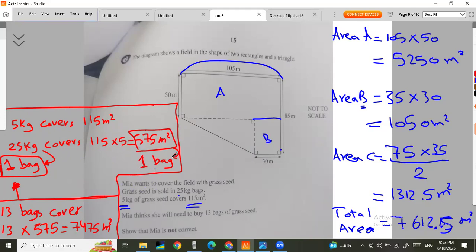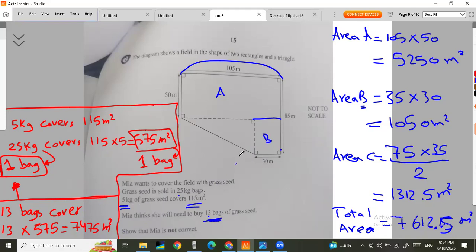Good. So we got one bag covers 575, but she says she wants 13 bags. That's what she said. 13 bags. So 13 bags will cover how many? 13 bags will cover 13 times 575. Haven't we just found above that one bag is 575? So 13 bags, how many? 575 times 13 bags, which is going to be 7,475 meters squared. So 13 bags will cover 7,475 meters squared. This is what we found out about the 13 bags.